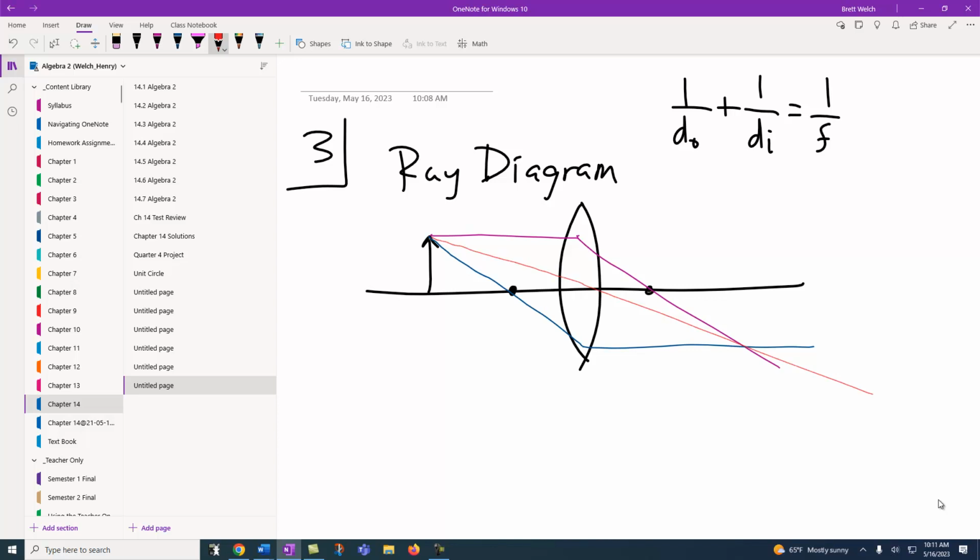I'm just trying to remind you, before you take your test, these are the kinds of things you're going to be asked to do. And then, of course, we always finish by drawing in the image, which in this case is inverted right there. And that's how we would finish a converging ray diagram. Now, if the object gets inside the focal length, we do have a little bit of a different behavior. It behaves more like the diverging lens, which is the second type of lens that we need to talk about.